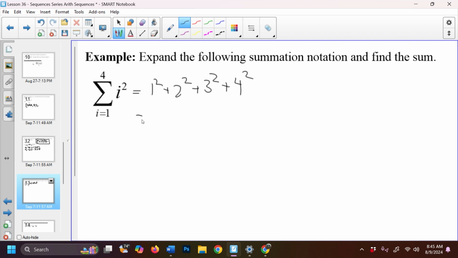Now we're going to calculate these. I get 1 plus 4 plus 9 plus 16. And then 1 plus 4 is 5. 5 and 9 is 14. 14 and 16 is 30.